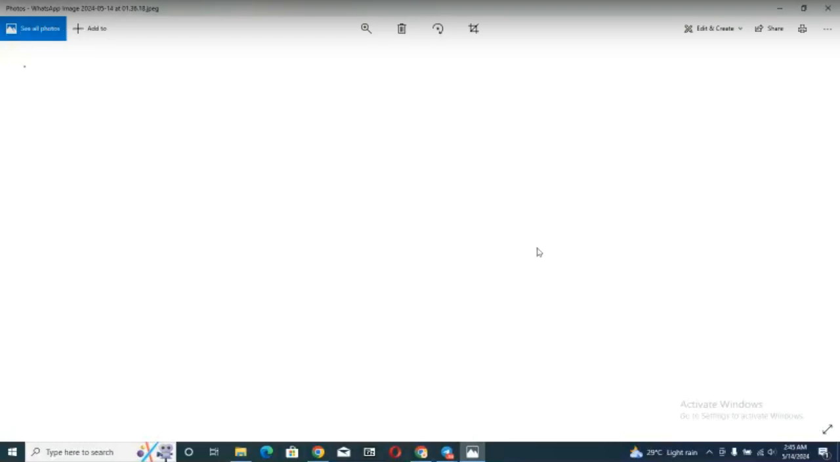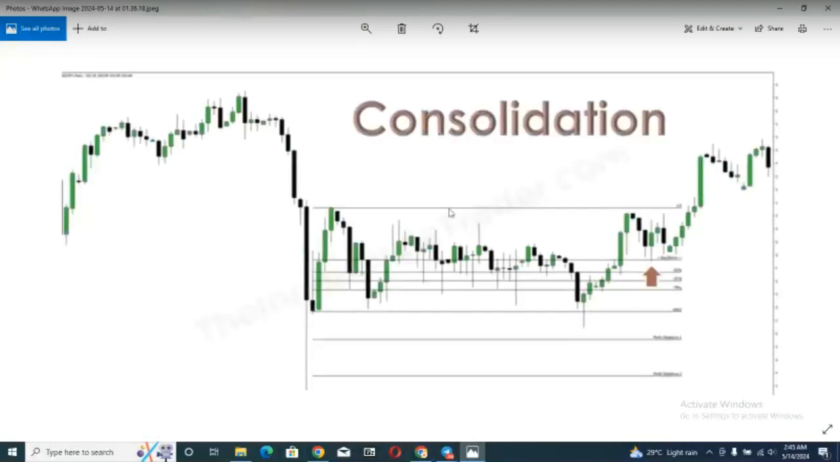Now this is one of those examples ICT gives. This is a consolidation. We can see price is ranging between this place and this place. There are no active buyers or sellers. There's no active selling market and no active buying market. This is a consolidation.